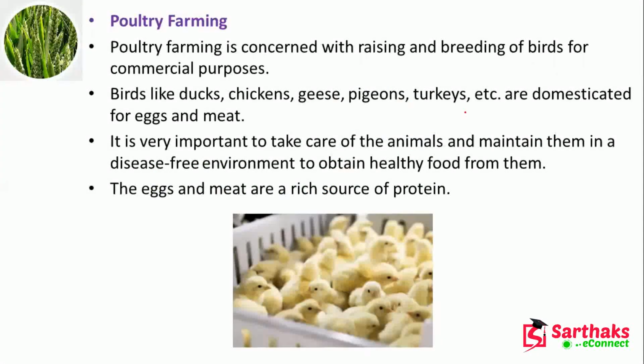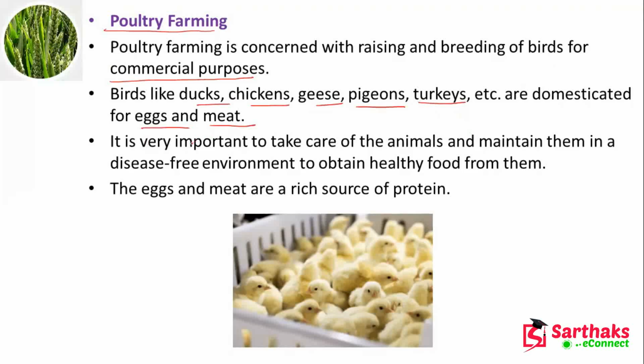Now the poultry farming, you see. Poultry farming is another animal husbandry, and a lot of people are dependent on this poultry farming. We are also dependent on it for food. Poultry farming is concerned with raising and breeding of birds for commercial purposes. Birds like ducks, chickens, geese, pigeons, and turkeys are domesticated for eggs and meat.